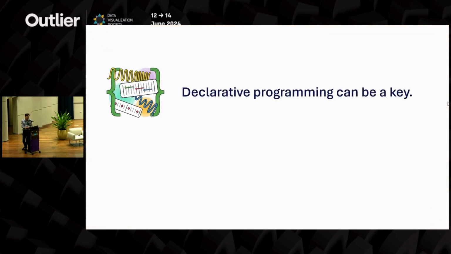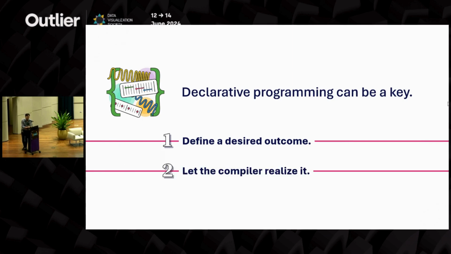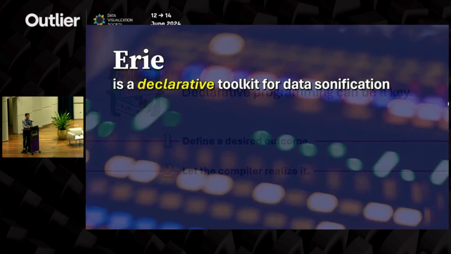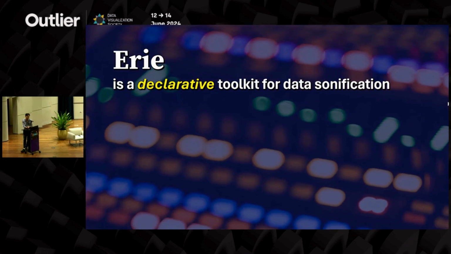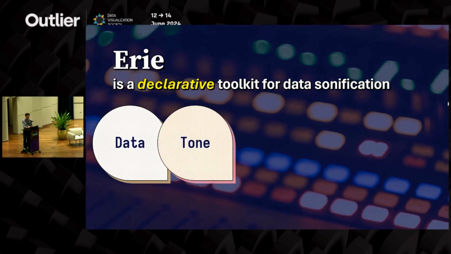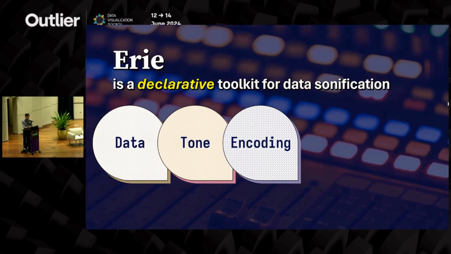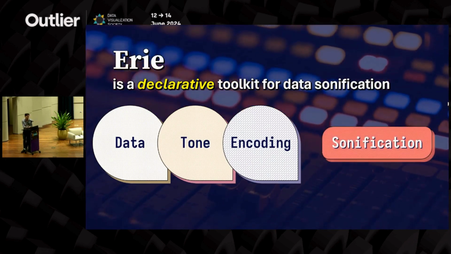In that kind of case, we could think of a declarative approach. A declarative approach lets you define a desired outcome, and its compiler handles realizing the outcome. If you are familiar with ggplot2 or matplotlib, they are examples of declarative approaches in visualization. So I introduced Erie, a declarative toolkit for data sonification. Erie specifies a sonification design in terms of data for what to sonify, tone for overall sound quality, and encoding for mapping between data and sound, and then it renders it into a sonification.